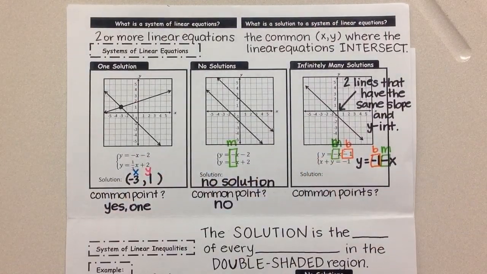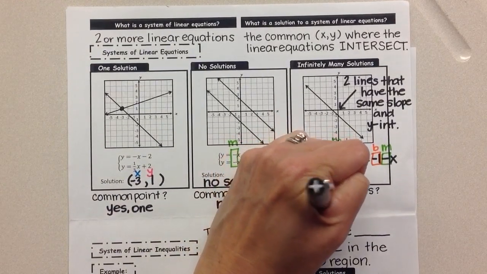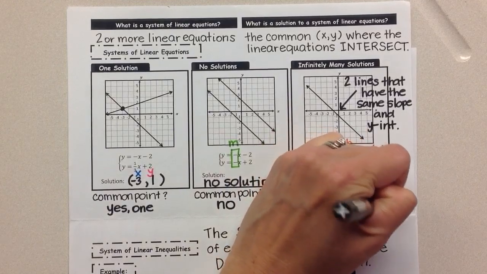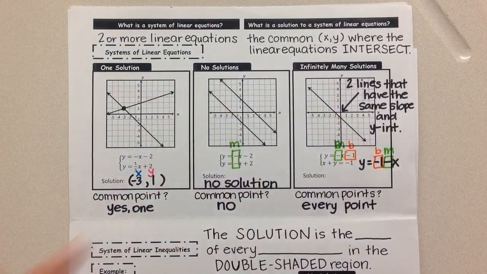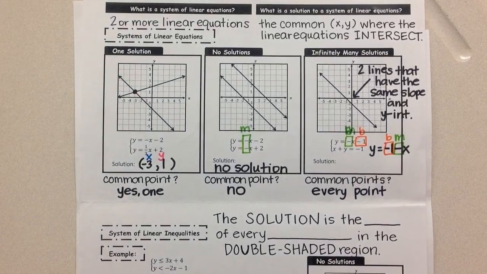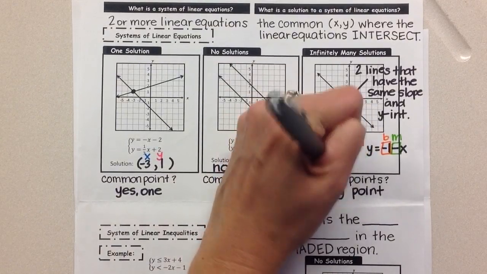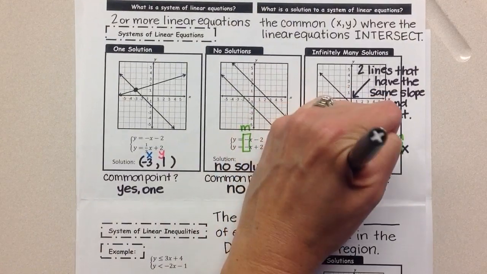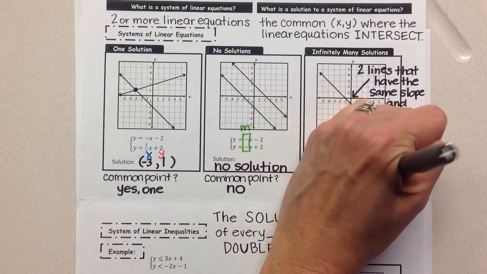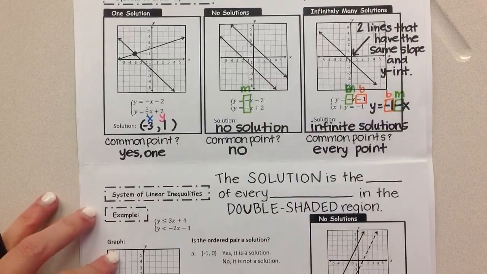So do they have any points in common? Yes, they do. Every point is a common point. So I don't want to list all those ordered pairs out that make that equation line, so to make it easy, I'm just going to say there are infinite solutions. That list of ordered pairs is way too long for me to list out all the x and y values. Okay, so I'm just going to shorten that up and say infinite solutions.